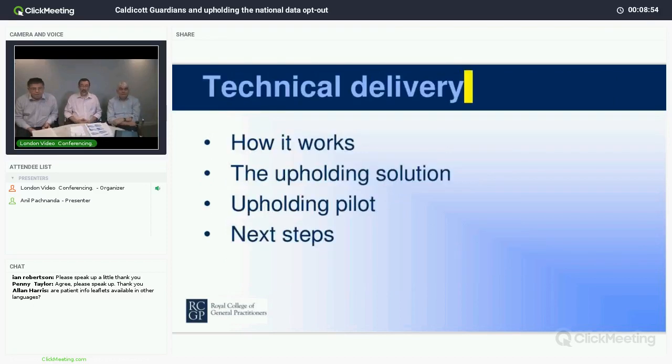Okay, so going to move on now and look at the technical elements of the National Data Opt-out. So we'll look first at how the end-to-end solution works, but we will focus very much on the upholding solution, which is how we make the list of opt-outs available to organisations so that they're free then to uphold in their local data flows.